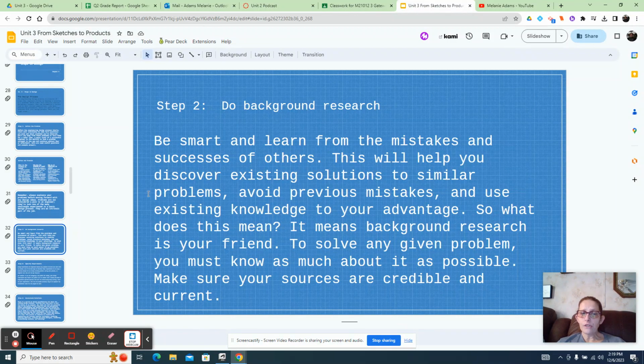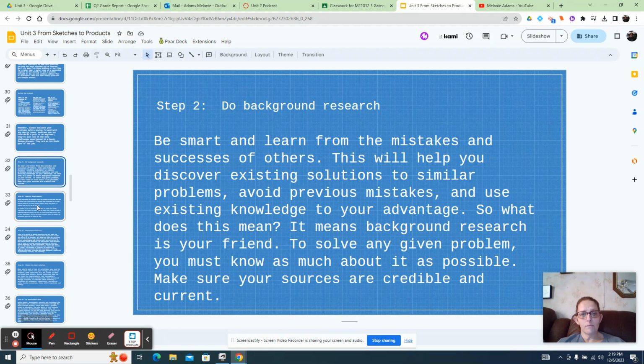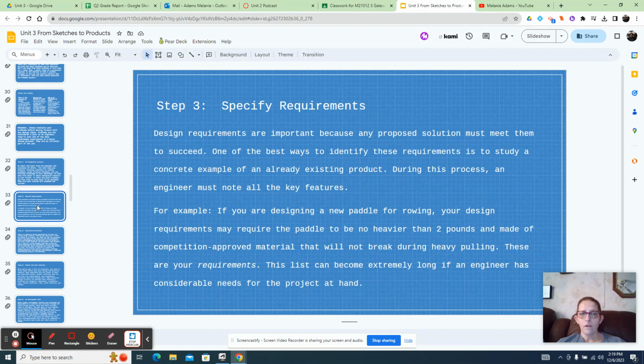Do background research on your problem. So you have to do some research, do some problem solving yourself. What is it about your problem that you can kind of find out, discover some information, and then figure out what criteria and constraints you are going to add to your requirements.